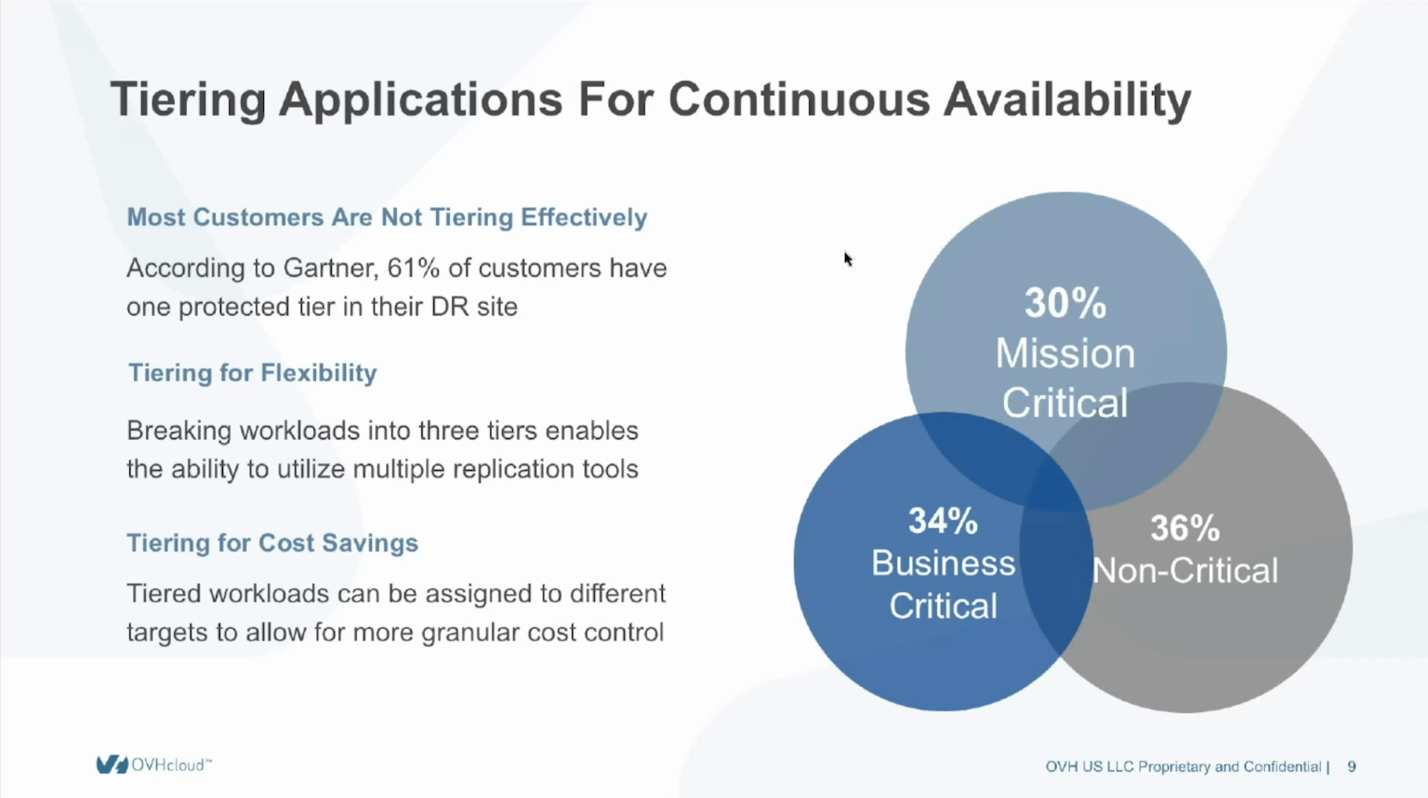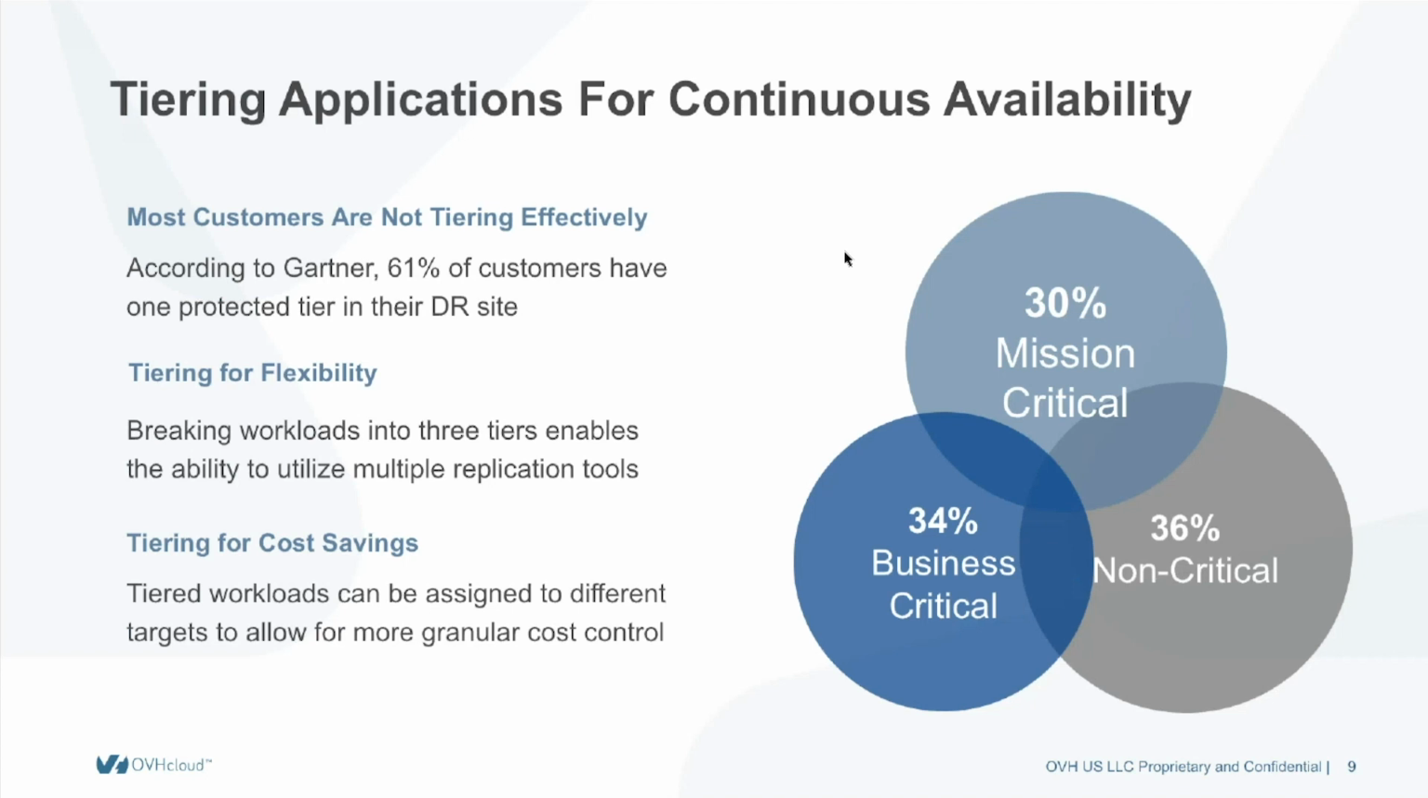Why would I want to do something like that as opposed to having one blob of protected workloads? Well, it gives me flexibility. Breaking my workloads into these tiers of mission critical, business critical, and non-critical enables me to utilize multiple replication tools that are purpose-built for each one of these tiers. And it also allows me to then associate costs at each one of these layers.